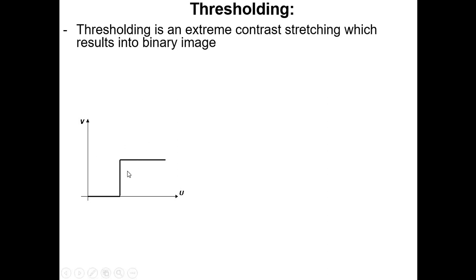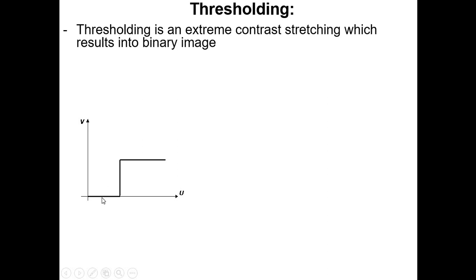As seen in the transformation curve, you can see u on the horizontal axis is the original intensity levels, and v is the modified pixel values. So modified pixel values are 0 and L. L is the maximum gray level in the given image. So there are only two values in the modified image, 0 and L, and therefore the resultant image after application of this transformation is a binary image. Binary stands for a two level image.